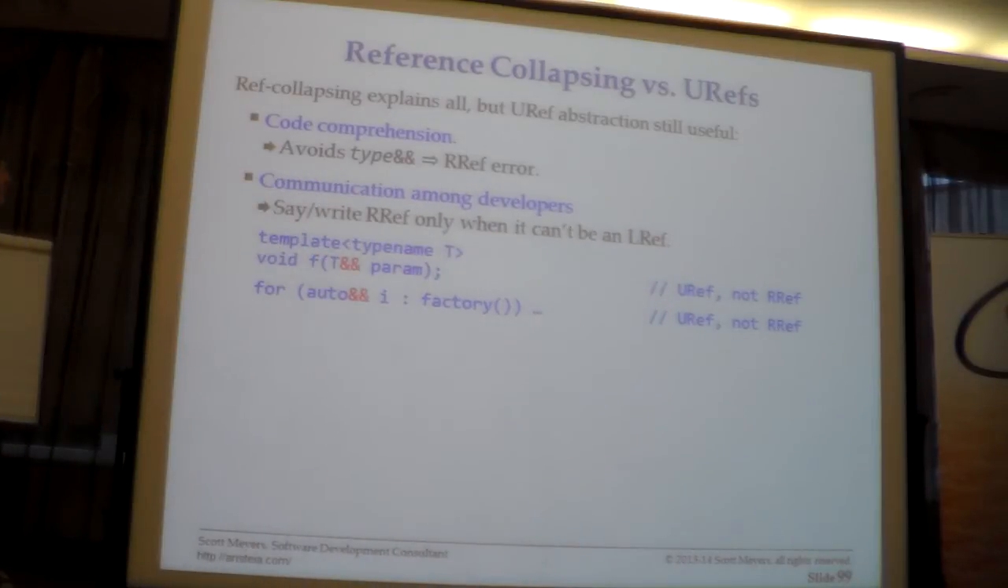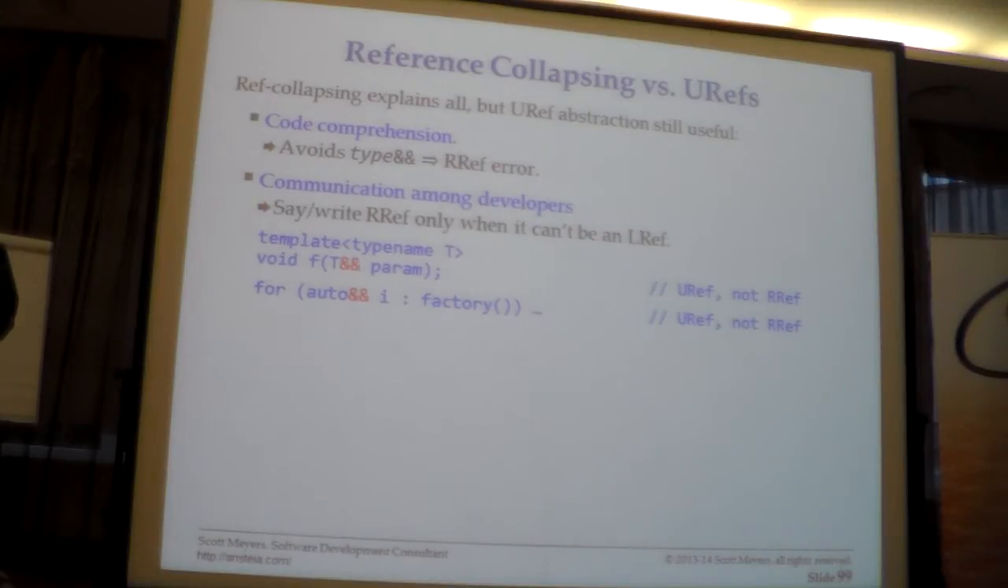So the truth of the matter is that reference collapsing is what's going on. If you understand the rules for reference collapsing, you understand everything about how C++ R value references work. You don't need any more. You can reason everything from first principles. And I know some people who believe that is honestly the best way to do it. And I think those people are crazy.